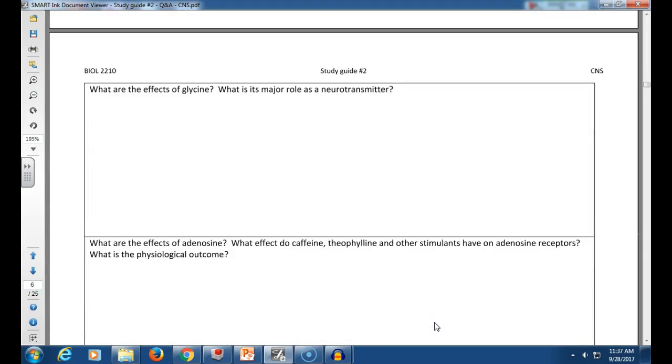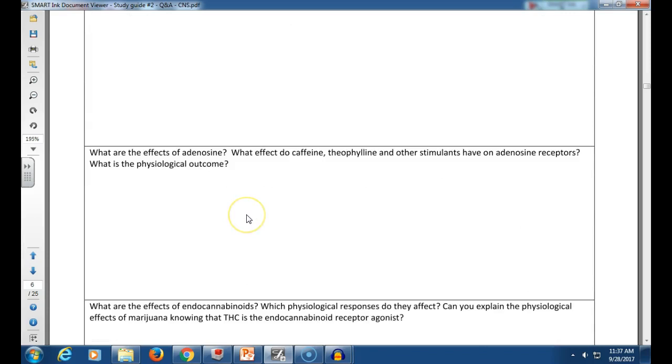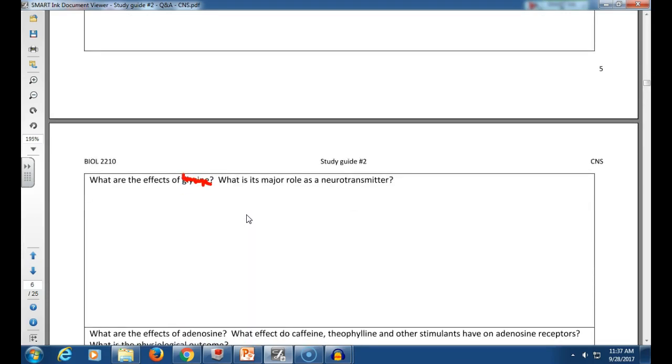I'm going to have glycine twice. Oh, it's nitric oxide here. Yeah, it should be nitric oxide.